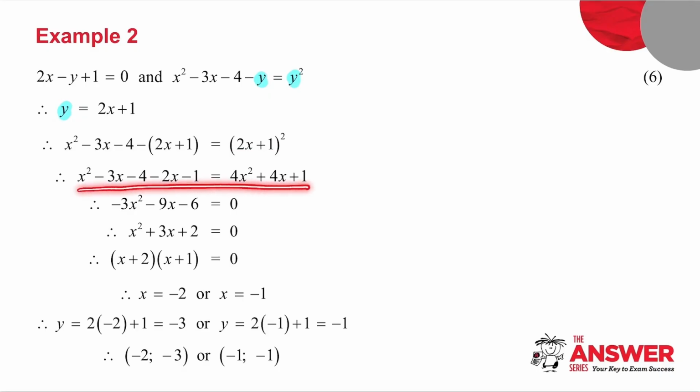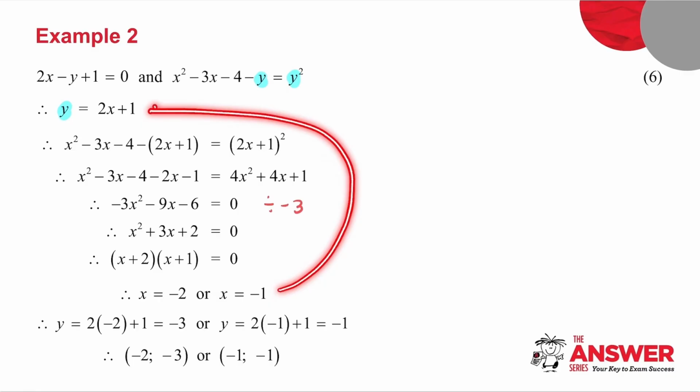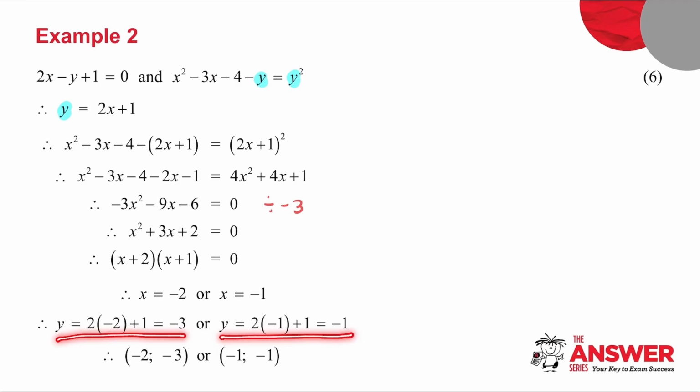Multiply the brackets, collect like terms. You'll notice that you can divide through by minus 3. So divide everything through by minus 3, factorize, and solve for x. Take your values of x and substitute back in here to get the corresponding values of y. And your solutions are x is minus 2, y is minus 3, or x is minus 1 and y is also minus 1.